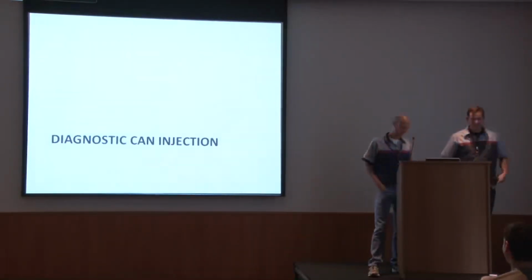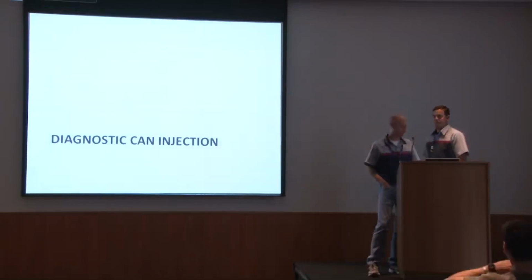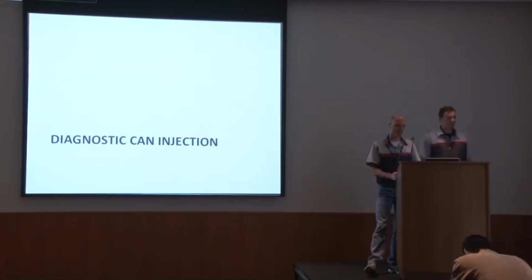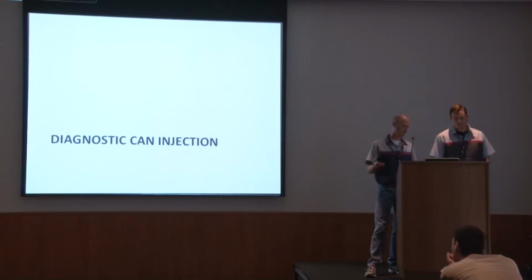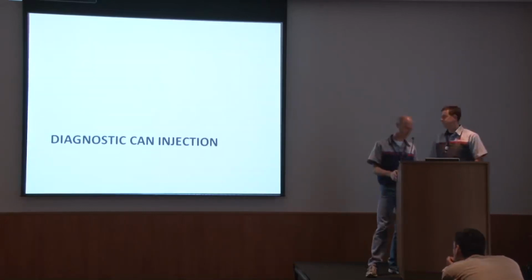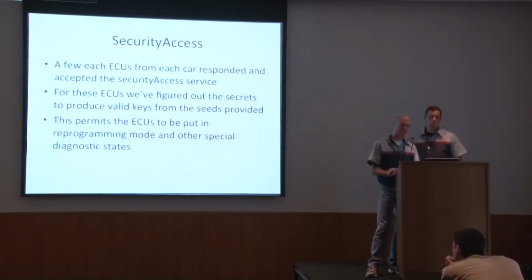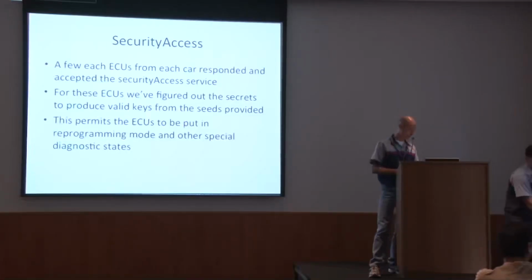So that was just sending normal traffic that the car normally would send, except we've sent things that it wouldn't normally send. Now we're going to talk about using the diagnostic messages to affect the car. The first thing you have to do if you want to send diagnostic messages is you have to know how to get around the security access. The way security access works is you need to know the algorithm and you need to know the secret. Each ECU has a different secret value that only it knows.